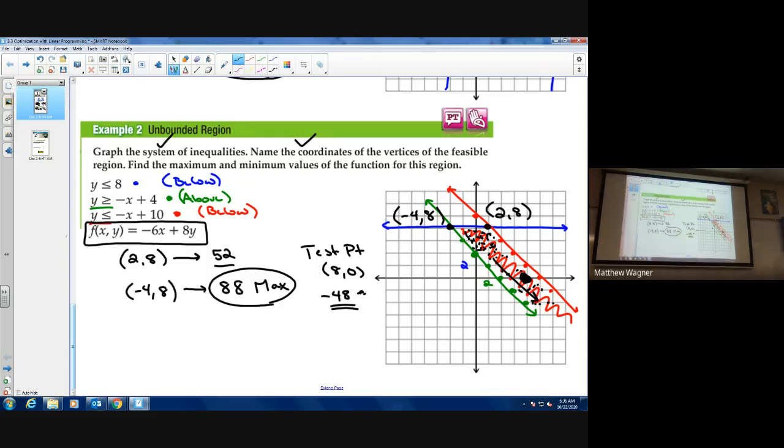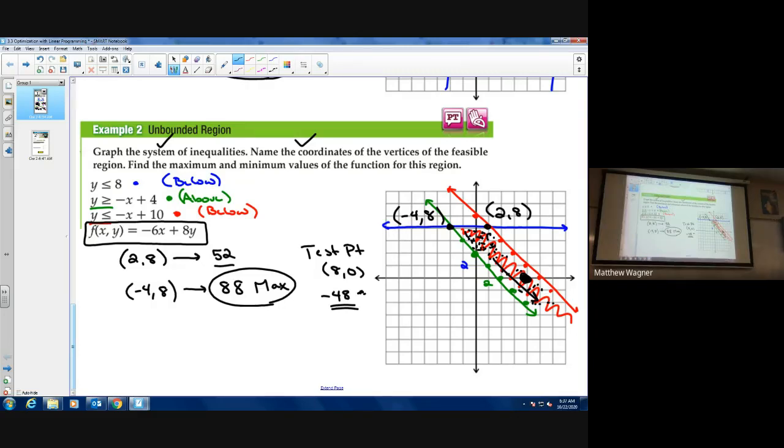Okay. So again, for unbounded regions, we do everything the exact same, but you want to test a point to figure out whether each of your values is the maximum or the minimum. And just make sure your test point is a ways out through your region, because if it's between 52 and 88, you have to pick another point, since you don't know yet whether it's the max or minimum.